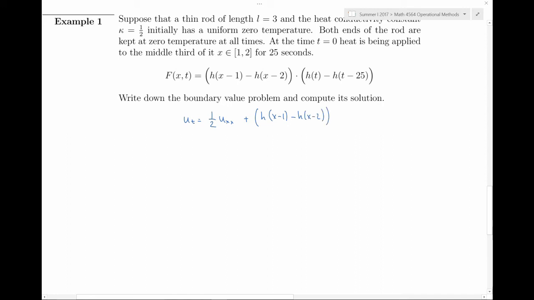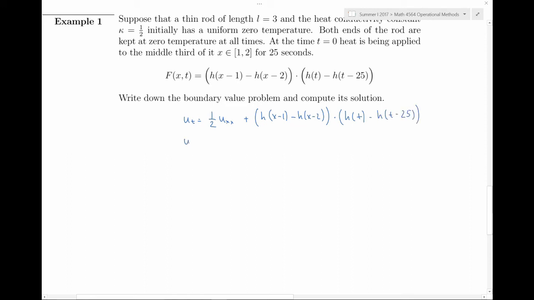You can quickly recognize this function as a characteristic function for the interval from 1 to 2. H of x minus 1 only turns on at x equals 1, and h of x minus 2 turns everything off at x equals 2. However, this is in terms of x. In terms of time, I multiply by h of t, which starts applying heat at t equals 0, and then stops applying heat at t equals 25.